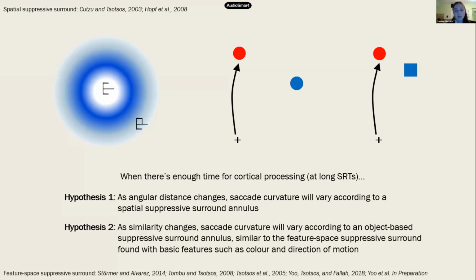And since a suppressive surround has also been found in feature space for simple features like color and direction of motion, we expect that there could be a complex object space suppressive surround, which we hope would see a similar modulation of curvature when we vary the similarity between the target and distractor.